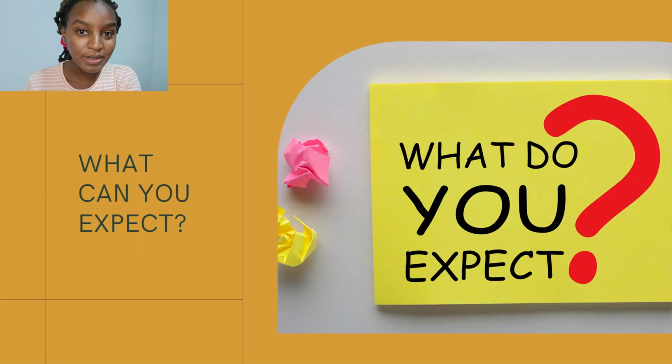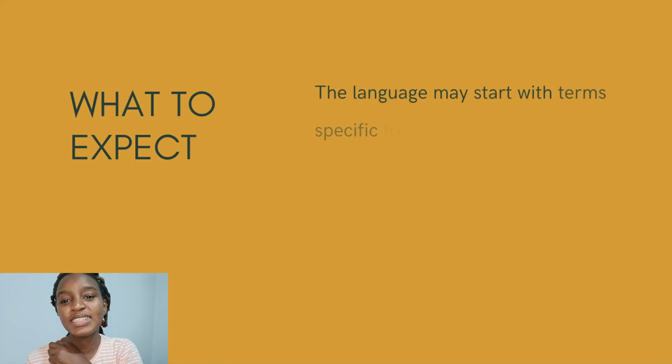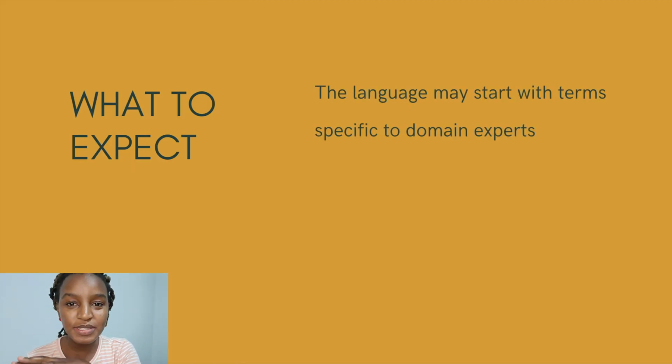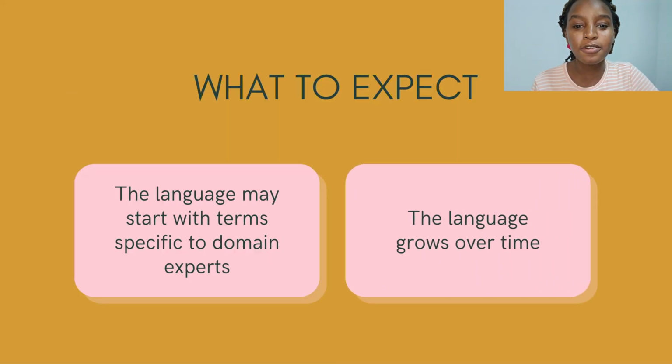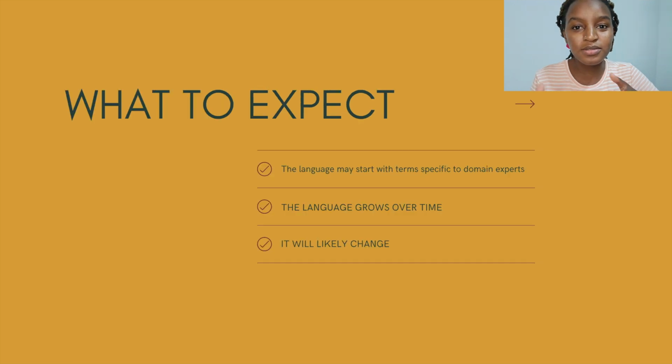What can you expect when creating a ubiquitous language? When starting out, the language may start with terms specific to domain experts. Remember, we are getting most of this knowledge from them, so we will tend to use their terms and their way of doing things before we even establish something that works for the project itself, the project we're modeling for. Another thing is that, of course, I've mentioned this, the language will grow over time, so don't feel stuck to the notions you've already created while you are starting out or in the middle of the project. It will likely change, and that will happen a lot.